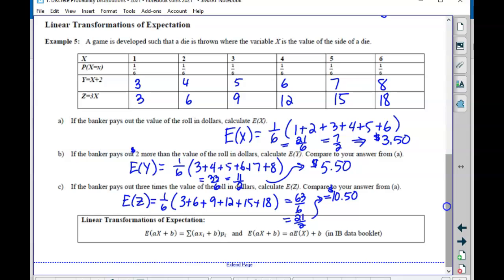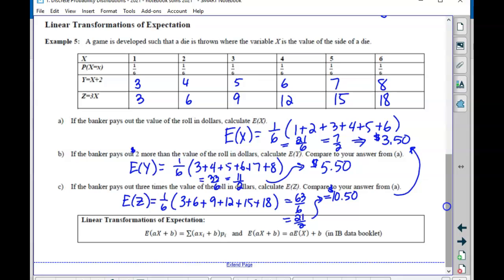So that's the long way. You get $10.50. Compare that to the original. It's 3 times the original. So if you know the expected value of the original, we could just multiply it by 3. And that's really summarized in this linear transformation of expectation.